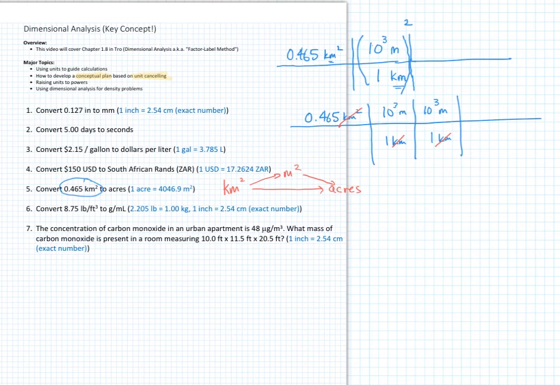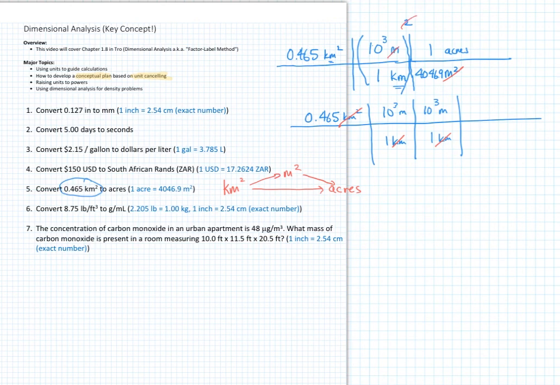Obviously, a simpler notation is to just put this whole thing in brackets and square this entire thing, but it's the same thing as doing this. Okay, now I have my answer in meters squared. Meters times meters is meters squared. And now I need to get rid of the meters squared, and I need to convert into acres. So now I'm going to have meters squared on the bottom and acres on the top. And in this case, it's 1 acre equals 4,046.9 meters squared.